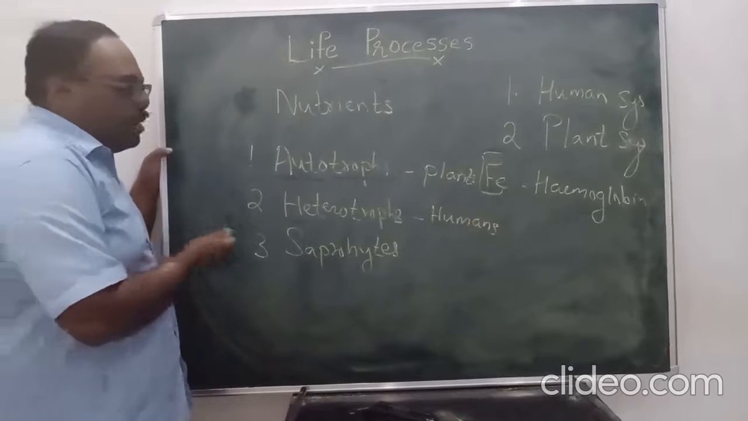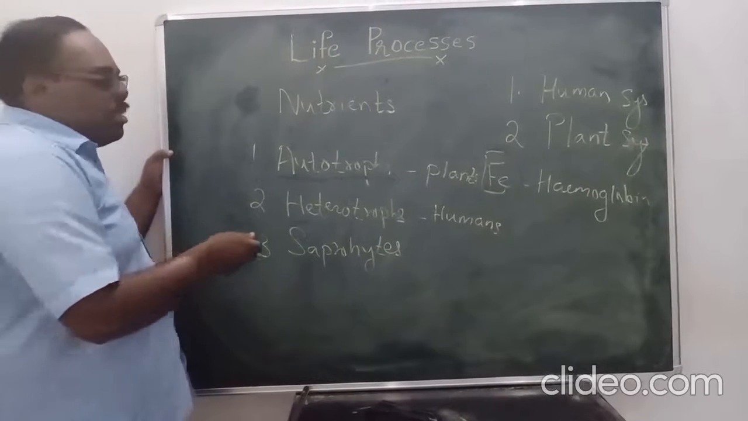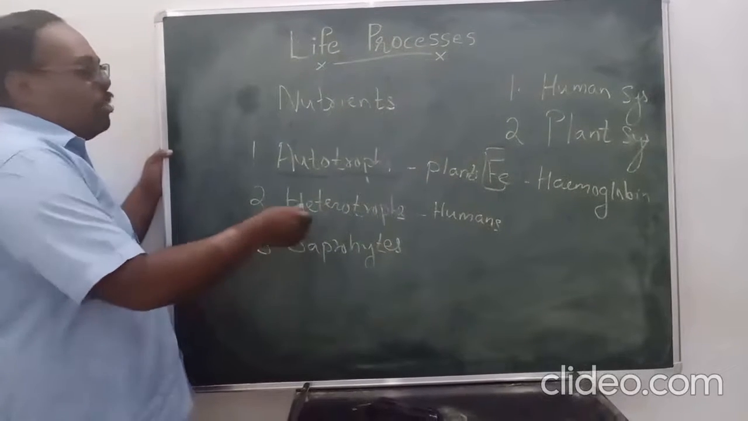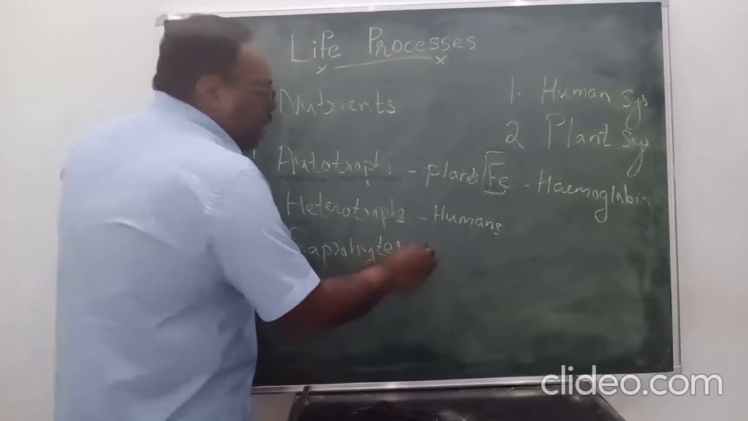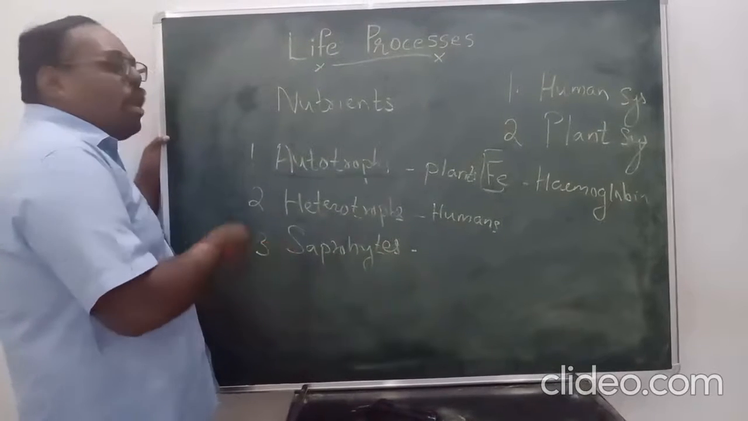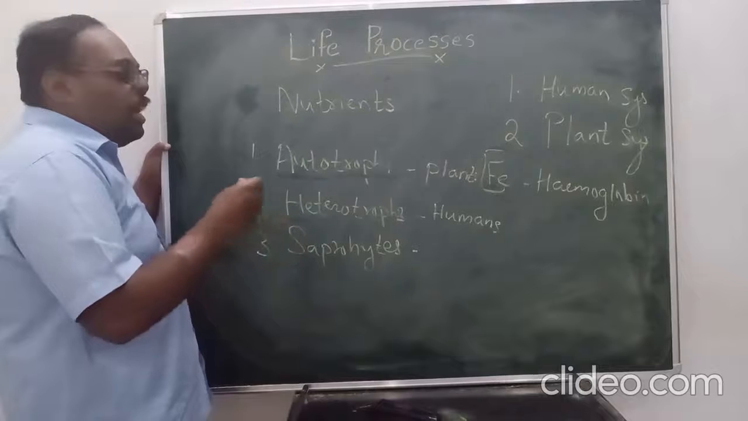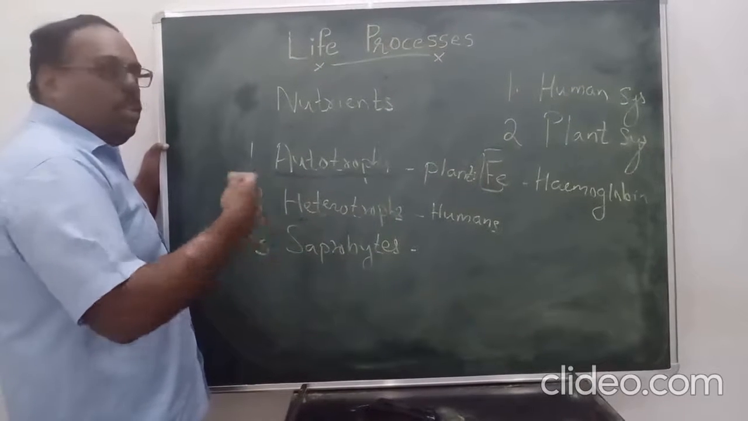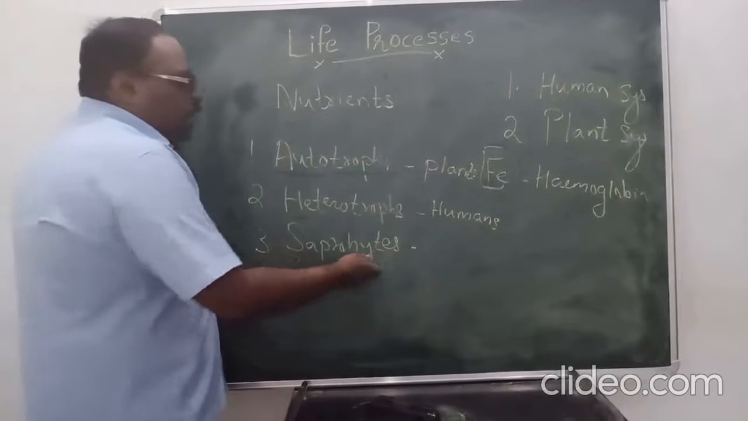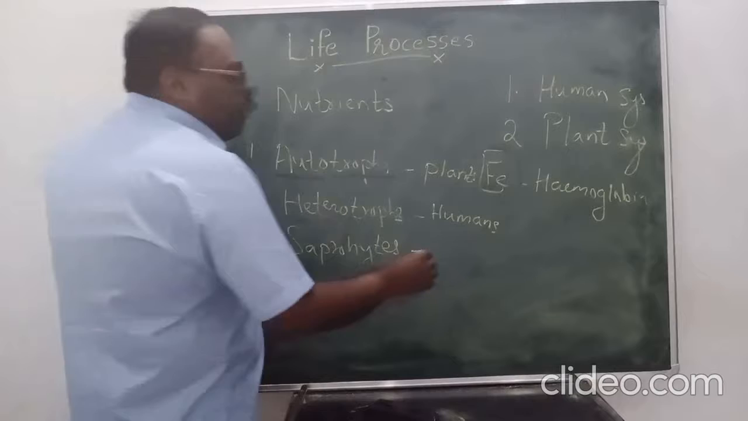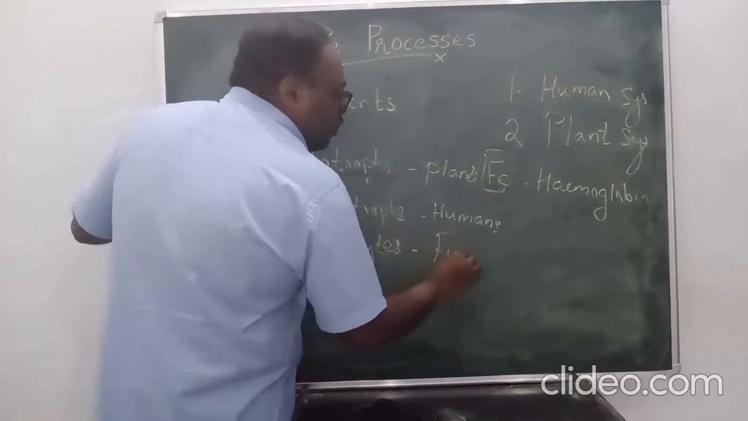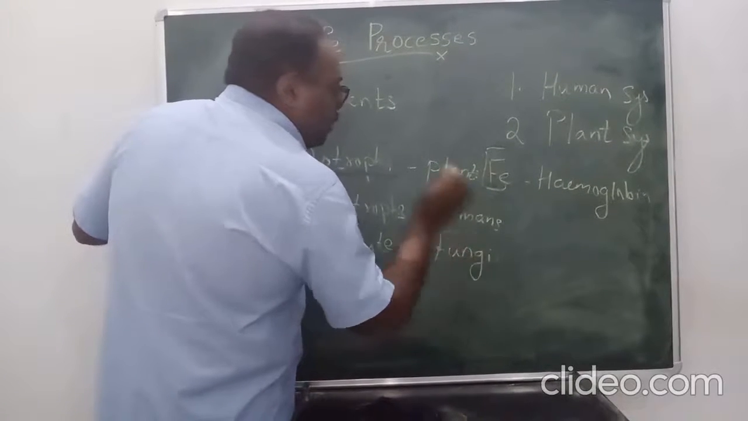Third, saprophytes. Sapros means dead, and phytes means those which take nutrients from that. That means organisms which feed on dead bodies to take nutrients are known as saprophytes. The best example for this is fungi.